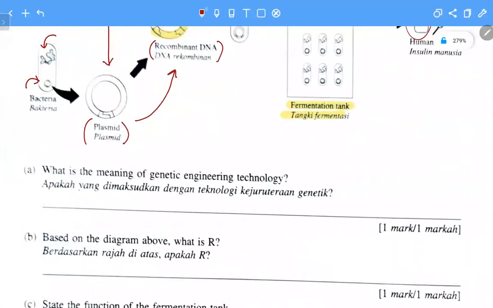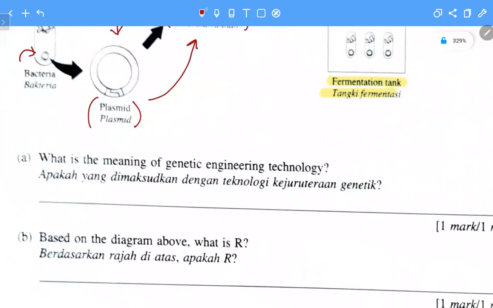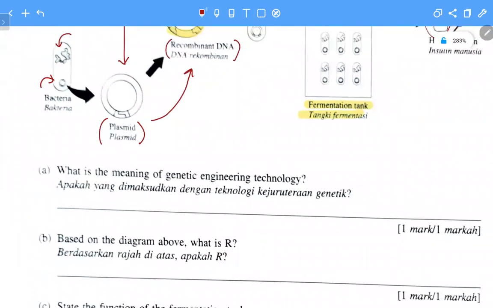So you can see over here, what is the meaning of genetic engineering technology? So I would say in a very simple term, genetic engineering is when we remove the gene from a living thing and place it inside another living thing. So how do we actually phrase that? Let's see.